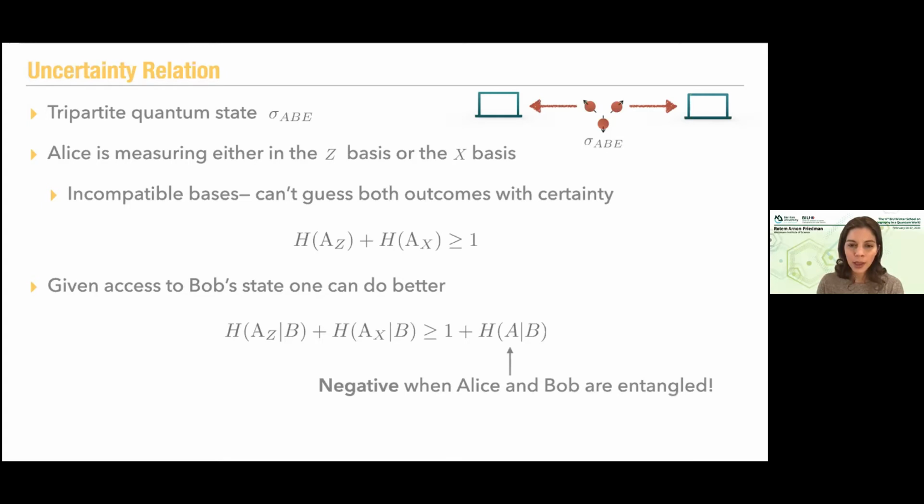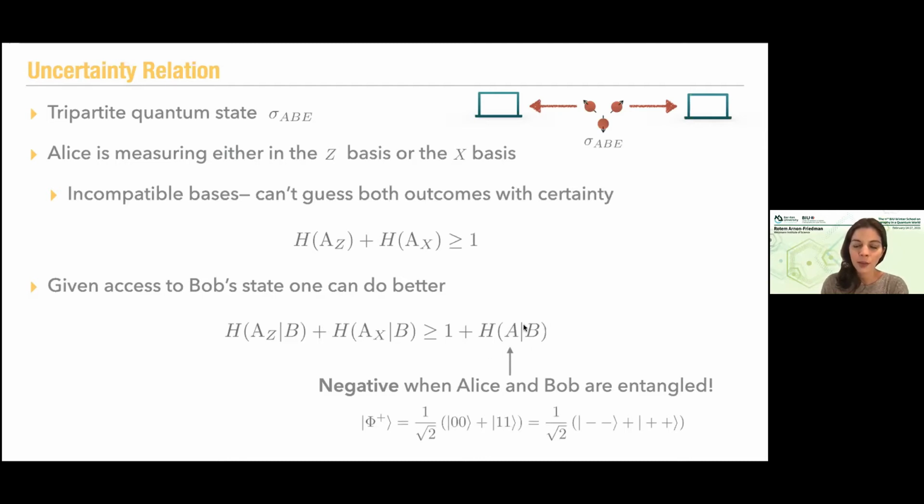Here, this is how well Bob can guess Alice's outcome if she measures in the Z basis. This is how well you can guess if she measures in the X basis. Now instead of just having the one, we have this additional term here, which is the entropy of A given B, and these two things are quantum systems. And this is actually negative when Alice and Bob are entangled. So this is something that you don't see in the classical world, the negative entropies. If you take the definition from before, or you can just believe me, for the maximally entangled state, for example, this thing is -1. So this is full entanglement.